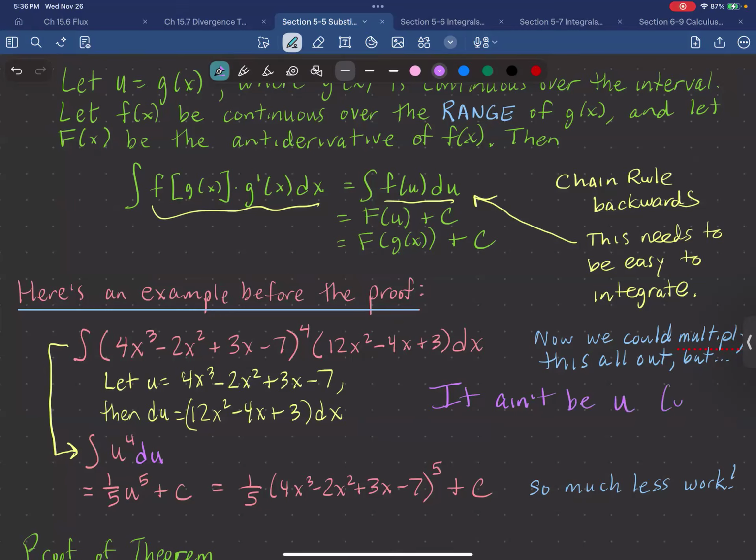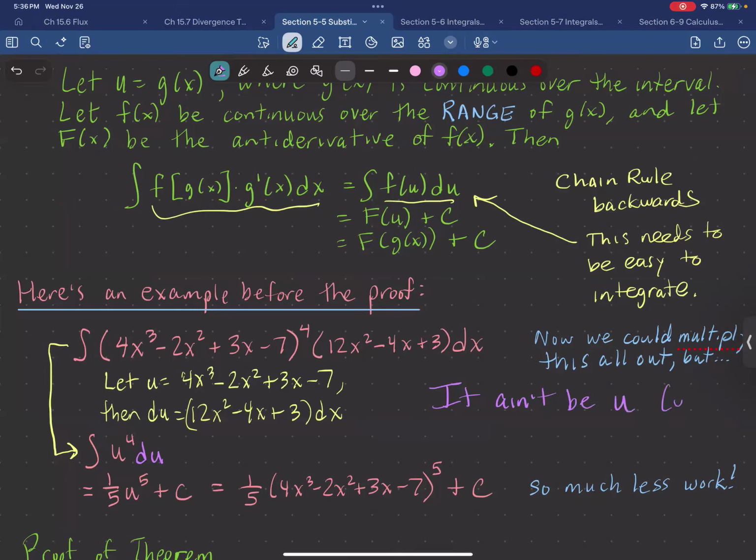Okay. That's a little proof of the theorem. Problem solving strategy. We want to look carefully at the integrand. Select an expression g of x within the integrand. We want to pick this well so that it's integrable. We can integrate it.